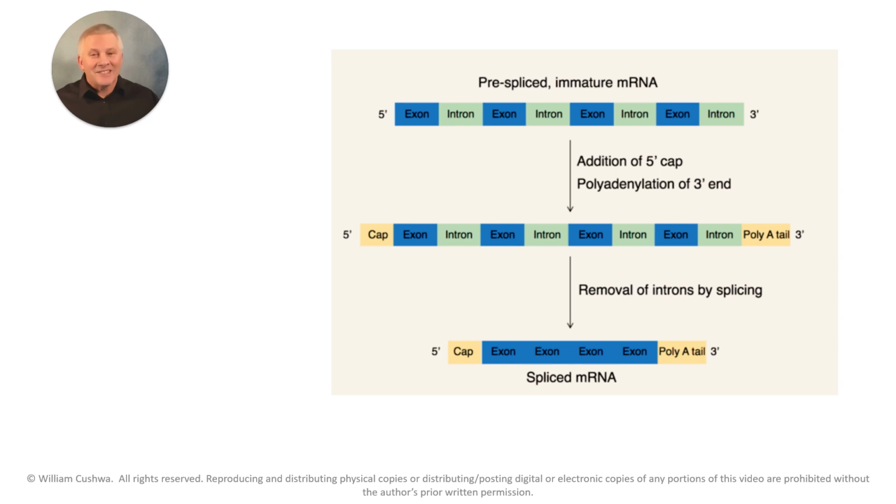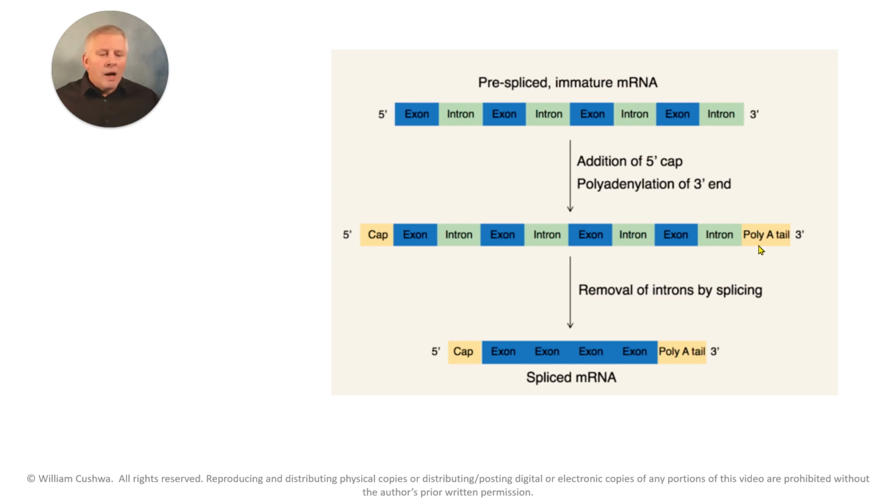Now, at this point, you're likely asking yourself, okay, so what's the benefit of these modifications? Well, that's a really good question, and let's think about the answer. The 5' cap serves several functions. First, it protects the mRNA from being broken down or degraded by enzymes in cells called nucleases. Second, it participates in the transport process of the mRNA out of the nucleus through the nuclear pores. And third, it helps the ribosome attach to the mRNA for the start of translation.